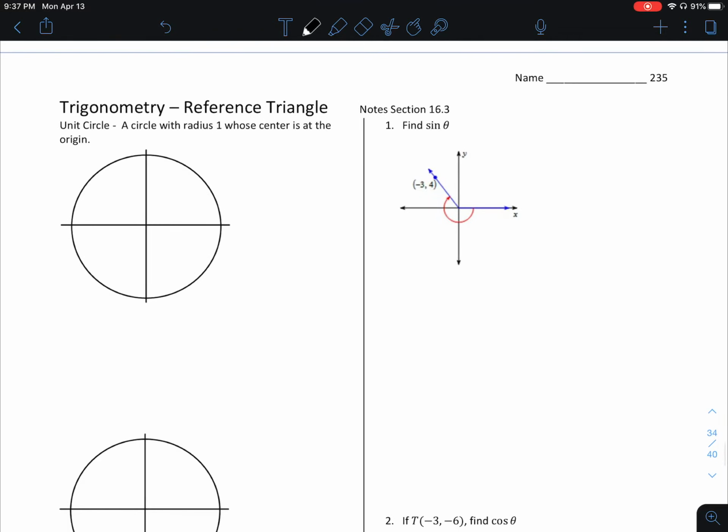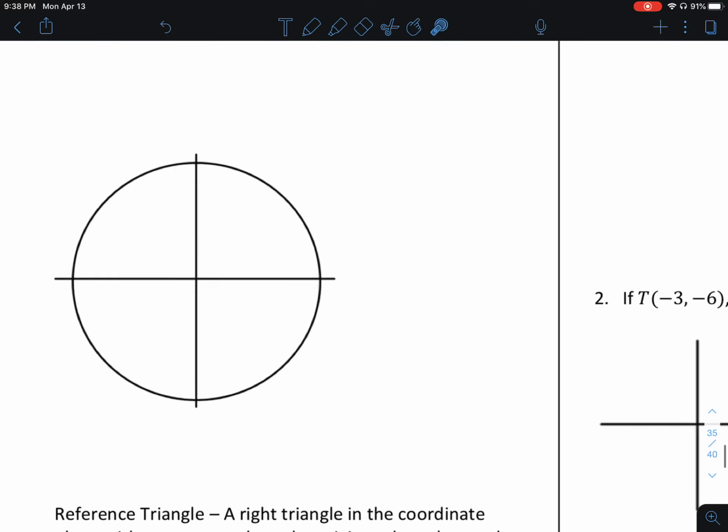This is geometry, note section 16.3, focusing on reference triangles. First definition, which I regret putting in these notes: unit circle, a circle with radius 1 whose center is at the origin. This is an important concept, but let's move past that for now.